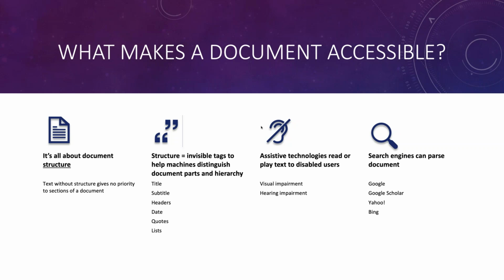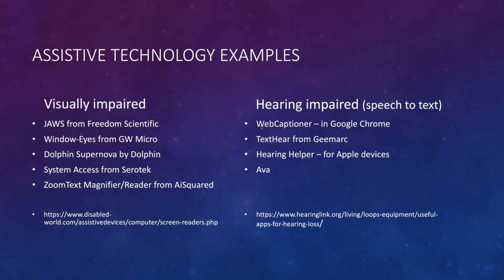But the added benefit, as I mentioned earlier, is that search engines can then parse the document. So major search engines like Google and Google Scholar and Yahoo and Bing can better understand the documents that they're indexing, and therefore more appropriately direct users to those documents. So just a few examples of some assistive technologies. I'm sure you're very familiar with these. A list for both visually impaired and hearing impaired users.